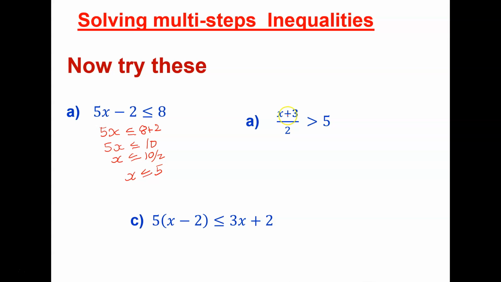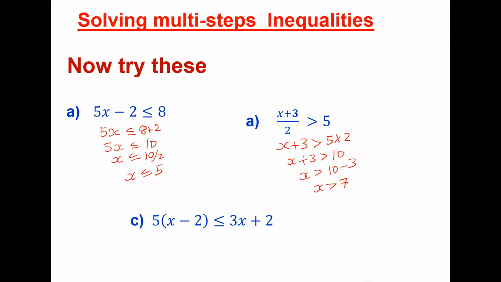Here, I'm thinking of a number, that's x. I add 3, I divide by 2, my answer is more than 5. Divided by 2, so we need to start with times, the inverse of division. So we keep x plus 3 is more than 5 times 2. x plus 3 is more than 10. And finally, take away 3. That gives you x is more than 7. That's what you need to have.